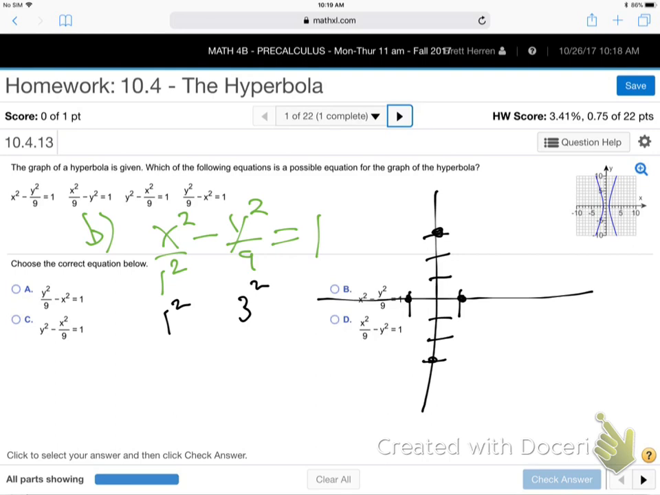Y'all with me so far? Am I still coming through? So whatever's underneath X is right, left. Whatever's underneath Y is up, down. So I would just go up 3, down 3, right 1, left 1, and then I would make my egg shape. Okay, but it's not an ellipse.